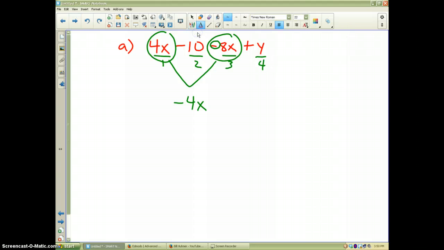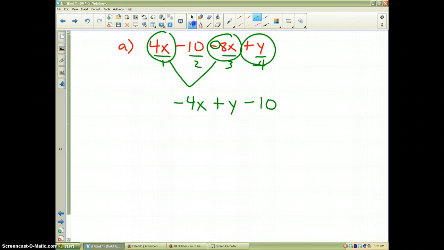This term right here, the 10, does not have any letters associated with it. The y has letters that are associated with it. So therefore, I'm going to leave these separate. Plus y minus 10. And that is my final answer. There are 3 terms in my answer, and each of them have different letters in them.